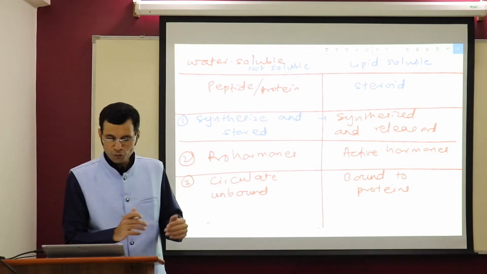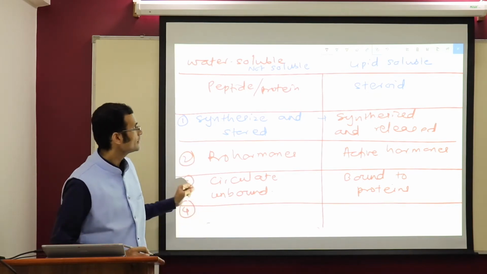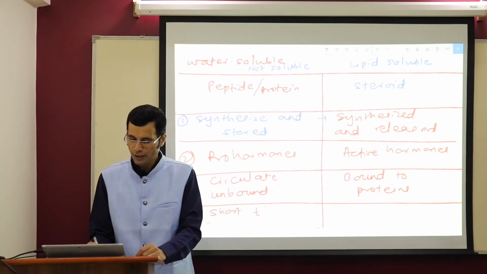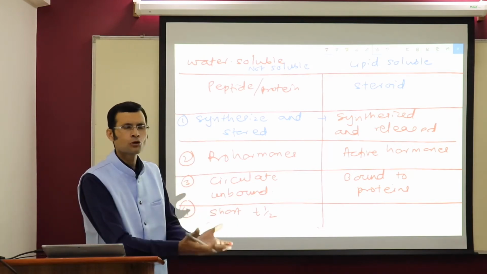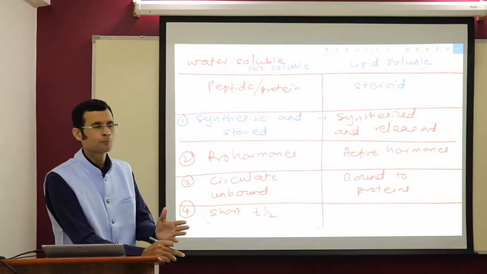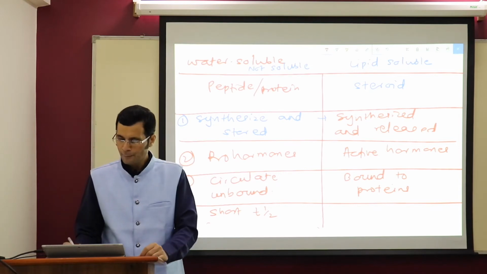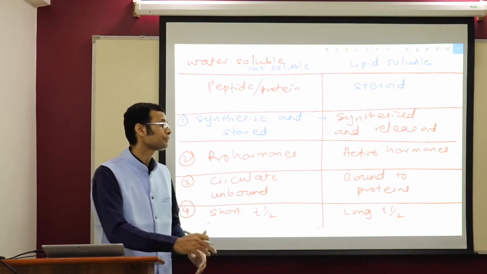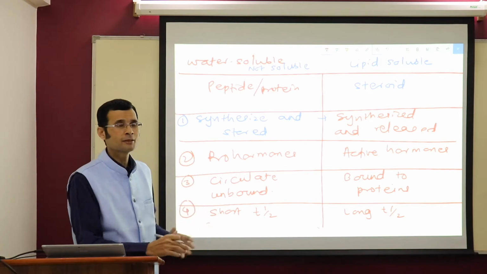And as a fallout of this, the next comparative feature is that the peptide or protein hormones will have short half-lives in the plasma. Growth hormone, short half-life in the plasma, about 2 minutes or so. Insulin, about 3 to 5 minutes or so. So, they have very short half-lives in the plasma. Compared to that, the steroids will have longer half-lives because primarily they are bound to proteins in the plasma.